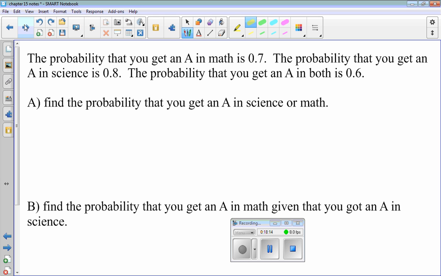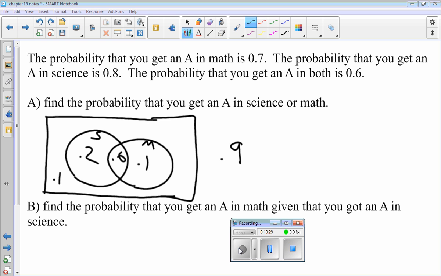An A in both. What's the key word? Both. And what does that mean we're going to be drawing? All right. Yes, sir. Oh, you already did one. Anybody else? Okay. So I agree with Devin's Venn diagram here. Science or math. We start in the middle. We subtract. We go forward.